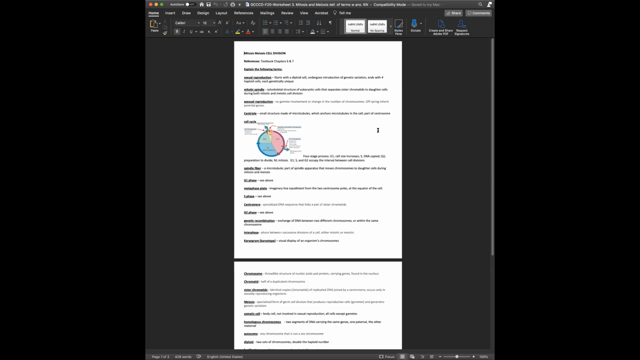So the cell cycle is a 4-stage process. I'm reading off this sheet. In G1, the cell size increases. In the S phase, DNA is copied. In G2, the cell prepares to divide. And in M, you have mitosis or meiosis.